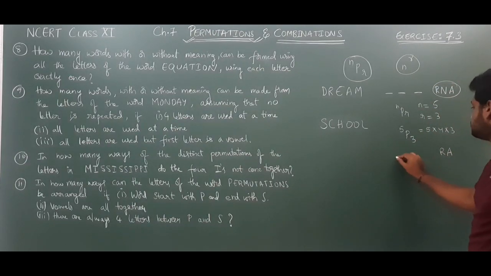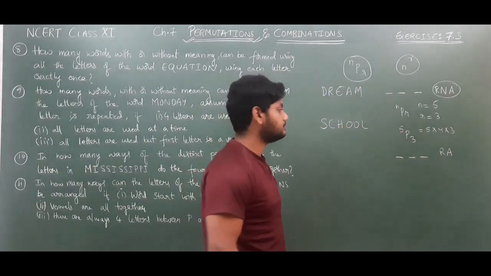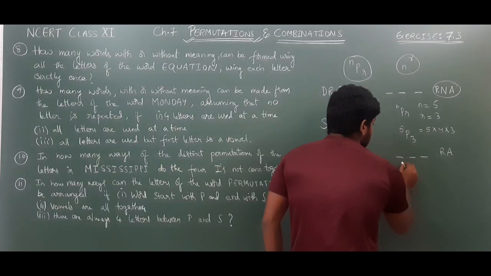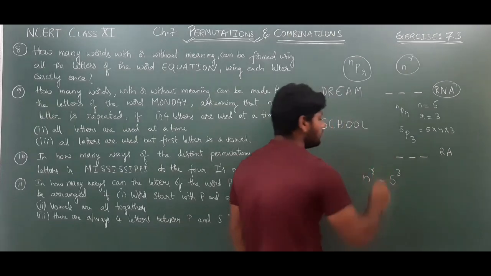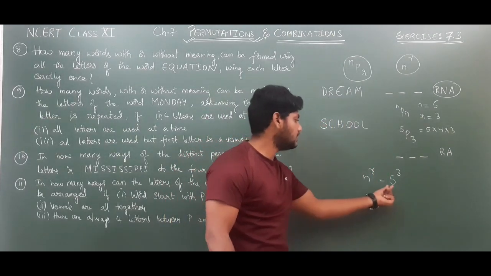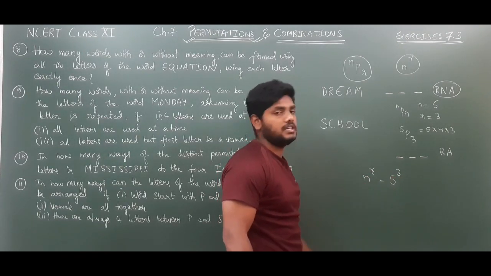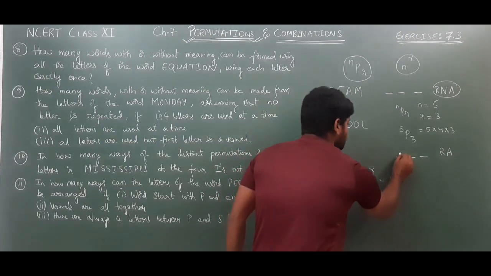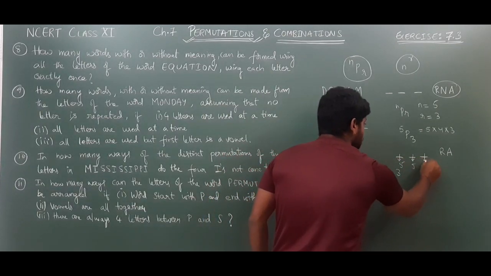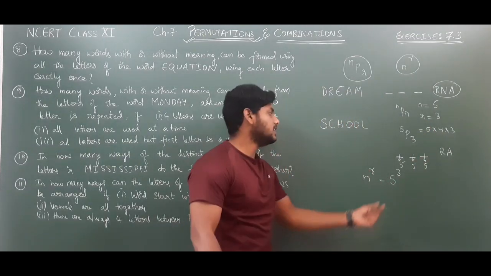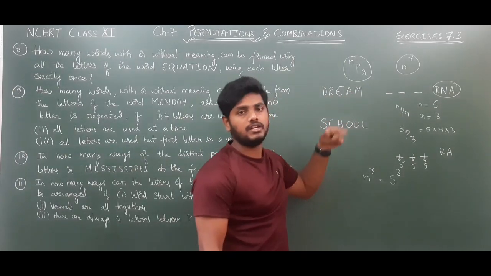If repetition is allowed, and we still need to form a three-letter word by using the letters of dream, then it will be 5 to the power of 3, which means the n to the power of r formula. What does n mean? The number of letters we have, 5. What is r? r means how many we need to form, 3. Why 5 to the power of 3? The first letter can be filled with any of the 5. Next also any of the 5. Next also any of the 5. Why? Because repetition is allowed.